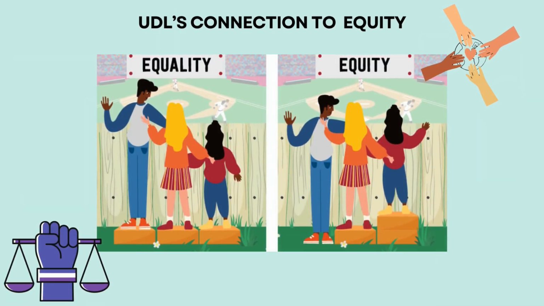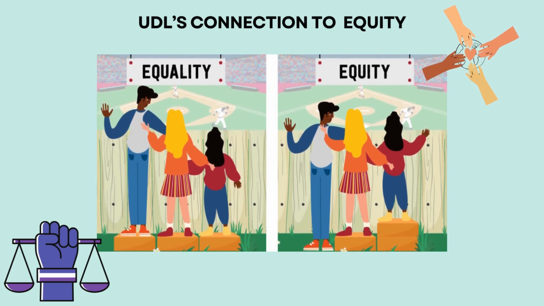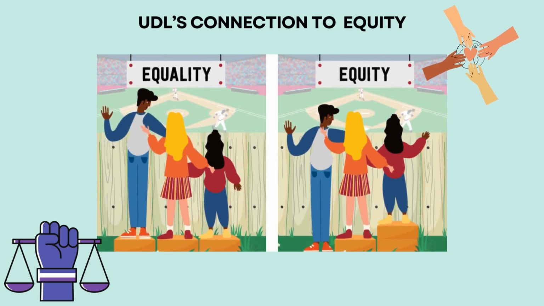Now that we understand what UDL is, why we need it in early childhood education, let's discuss the connections between UDL, equity, and inclusion. Firstly, UDL is inherently about providing equitable access to education. By offering multiple means of engagement, representation, and action expression, UDL ensures that we meet the diverse needs of all learners. This approach aligns perfectly with the principles of equity, which focus on giving each student the specific supports they need to succeed, rather than assuming a one-size-fits-all model.